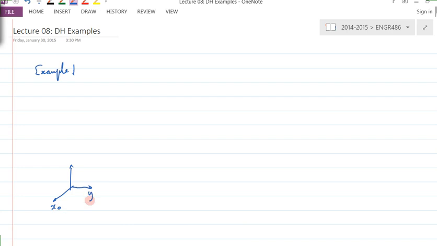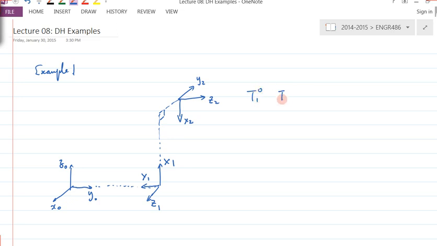Okay, so this is the first frame. And then the second frame, X1, Y1, Z1. The third frame just goes up. Okay, so if I draw the three frames that are here, I want you to write down T10, T21, and T20. Okay? Few minutes, can you write it down?